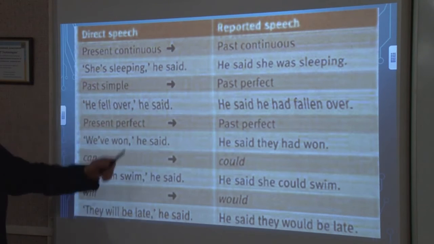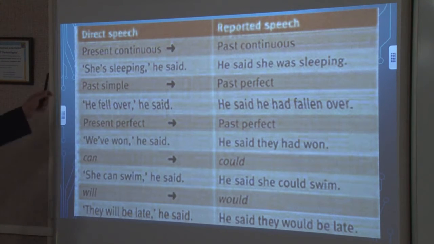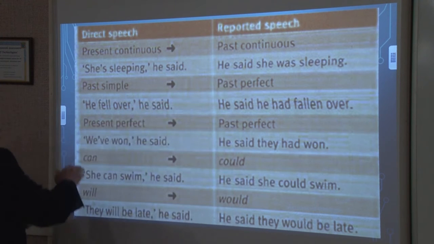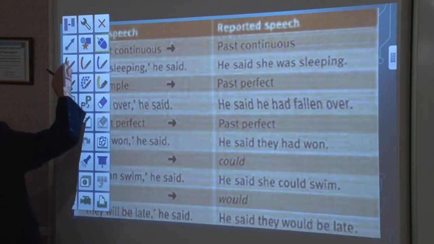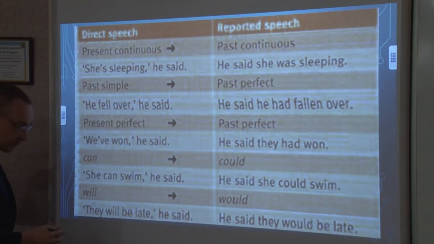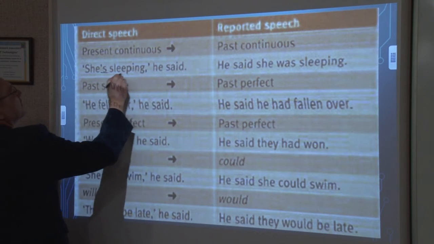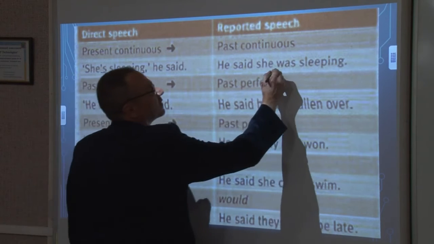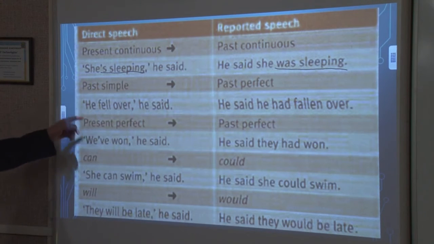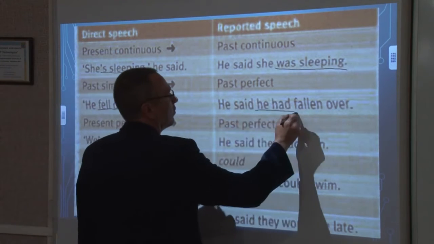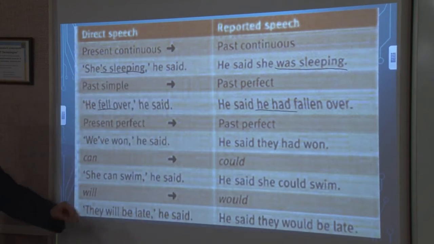So, present continuous changes into past continuous. She is sleeping, he said. He said she was sleeping. She is sleeping, present continuous; was sleeping, past continuous. Past simple changes into past perfect. He fell over, he said. He said he had fallen over. Past simple, past perfect. Present perfect also changes into past perfect.